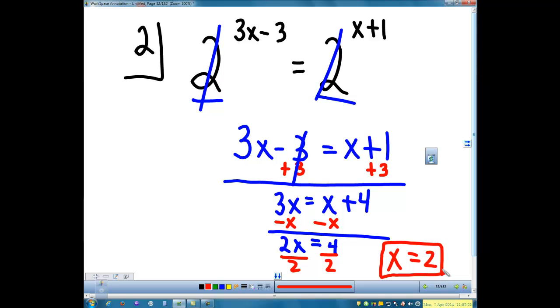You can always check your answer by plugging it back into the original exponents to see if they're equal to each other. And if I plug 2 back up here, 6 minus 3 is 3, and 2 plus 1 is 3. So this is my answer.